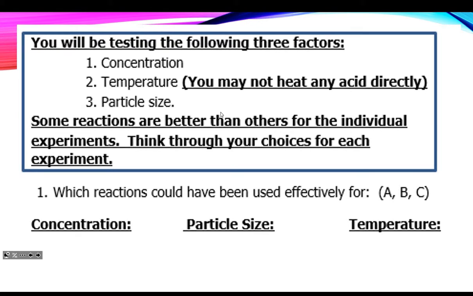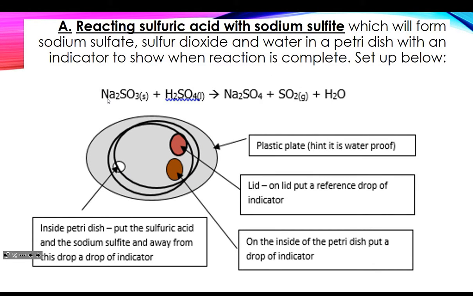as we go through, we're going to be testing this. You're going to be looking at the different ones. The first one that I'm going to show you here in just a minute is reacting sulfuric acid with sodium sulfite. And this is done in a Petri dish. And in a Petri dish, on the lid, you put a drop of indicator, and inside you put a drop of indicator. The one on the lid is a reference color. The one inside will change colors as sulfur dioxide from the reaction gets into the air in such a concentration that when it hits the liquid, it turns into sulfuric acid.